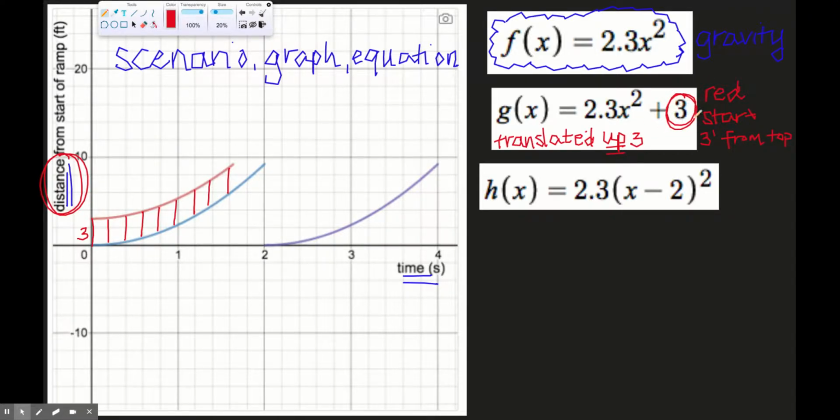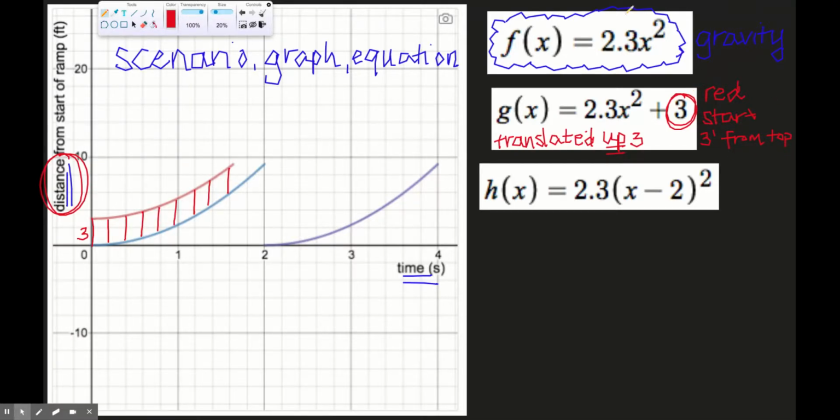Saying the word up means that it is a vertical translation. So the effect is on the y-axis, on the dependent variable. I changed the distance. We see that 3 right here, this plus 3. This is not in the argument of the function. This is happening after the function. After gravity takes effect, I add 3. So this is happening to the output of my function. We know the distance changed because we can see that it shifted up 3, and because the 3 is not in the argument of the function.